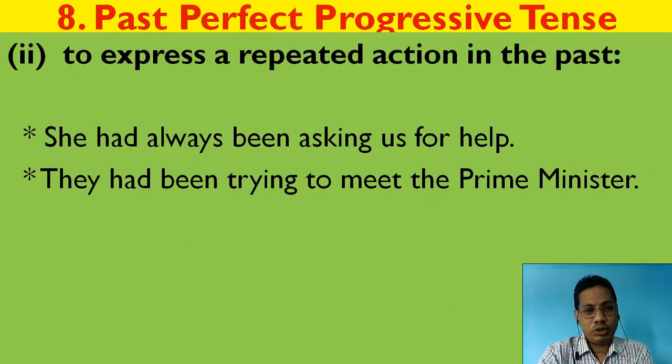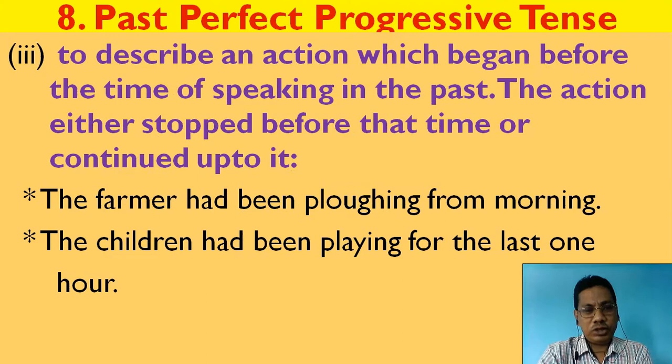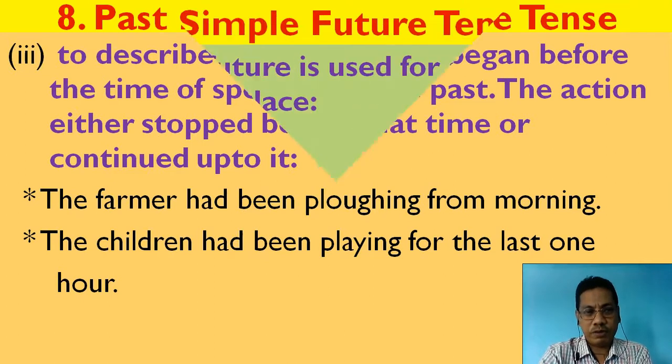It is also used to express a repeated action in the past, like she had always been asking us for help. They had been trying to meet the Prime Minister. It is also used to describe an action which began before the time of speaking in the past. The action either stopped before that time or continued up to it. Like the farmer had been plowing from morning. The children had been playing for the last 1 hour.